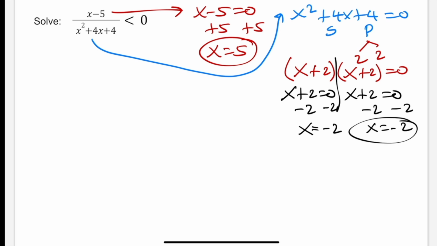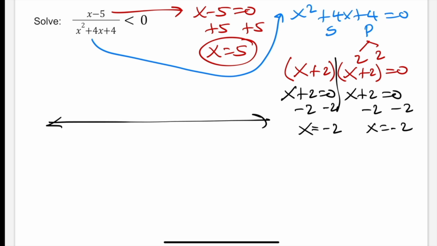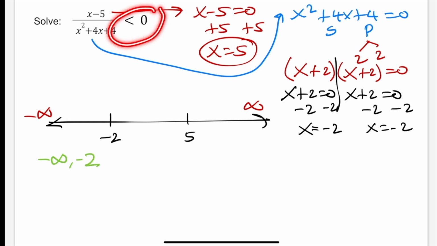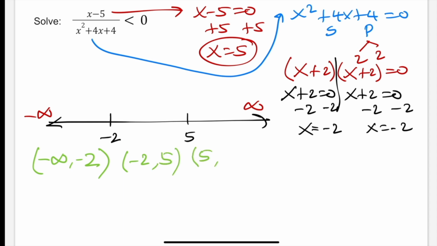So my number line is going to be -2 here and positive 5 there. Same as before, I need to find values. Negative infinity on this side and positive infinity on this side. My first interval is negative infinity to -2. There's no equal underneath. Therefore, my value has a parenthesis, not a bracket. My next interval is -2 to 5. And my next interval is 5 to positive infinity.